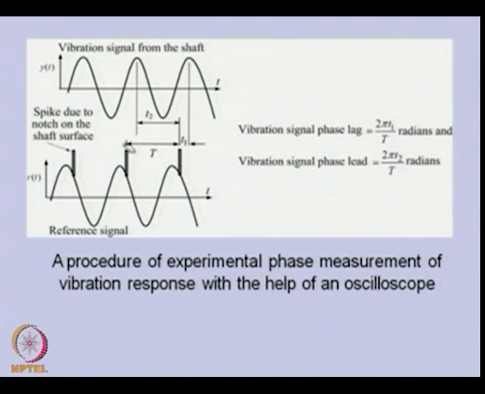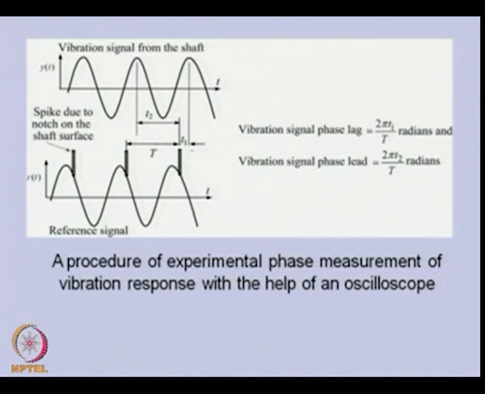Now if this spike is the zero reference, then the next peak of the vibration signal is here. You can see the time duration from this reference to the next peak of the signal is t1. So the phase difference we can write as 2 pi t by capital T. This is the phase lag of the vibration signal. In this way you can measure the phase, because phase is relative.